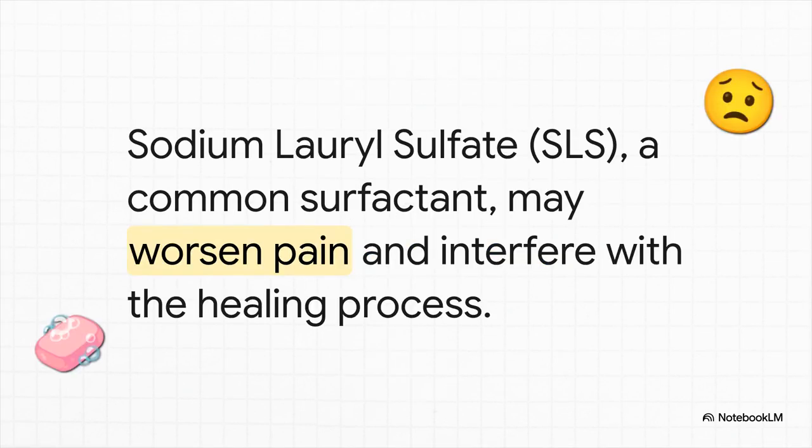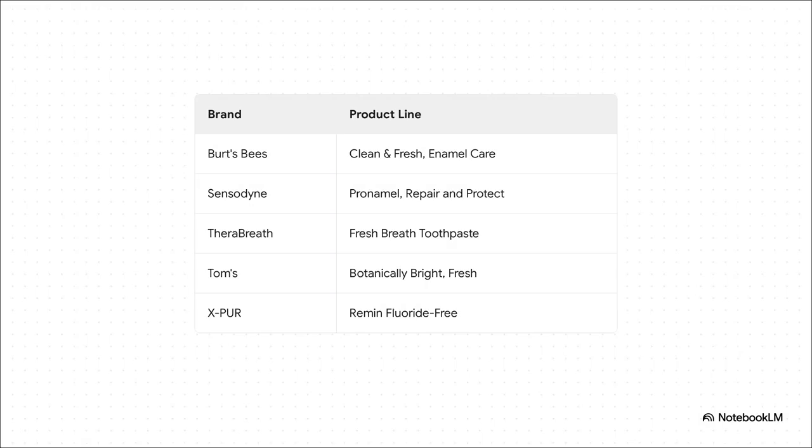Because of this stuff right here. Sodium lauryl sulfate, or SLS. It's in so many toothpastes, it's the detergent that makes it foam up. But there's pretty good evidence that for some people, it can really irritate existing ulcers and get in the way of healing. So recommending a switch to an SLS-free toothpaste, that's probably one of the easiest, most effective pieces of advice you can give. And to make that conversation even easier, here's a handy list.